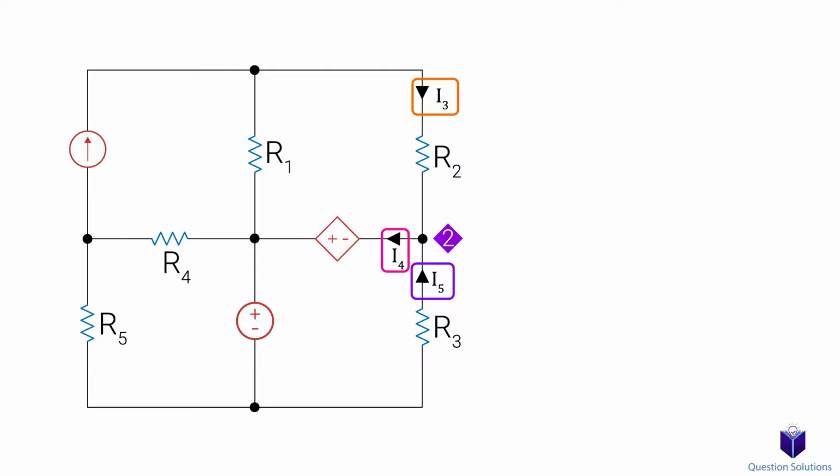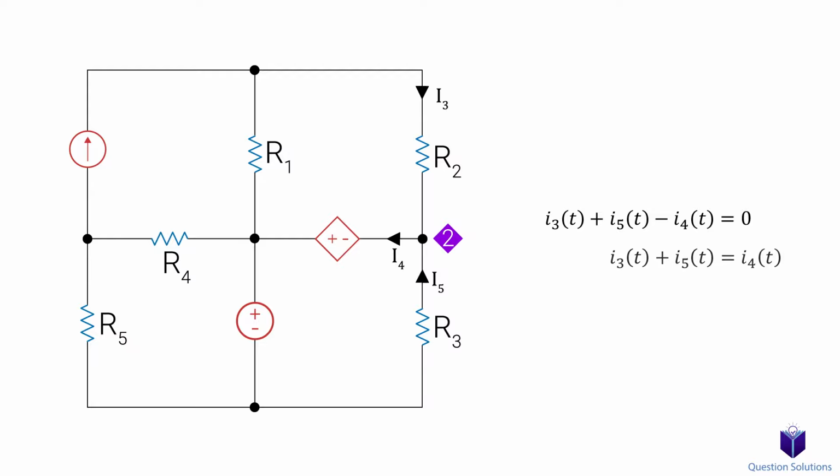You can assume the opposite and you will still end up with the same answers. Using KCL, we can say that I3 plus I5 minus I4 is equal to 0. Another way of thinking about this is to realize that the sum of currents entering a node must equal the sum of currents leaving a node.